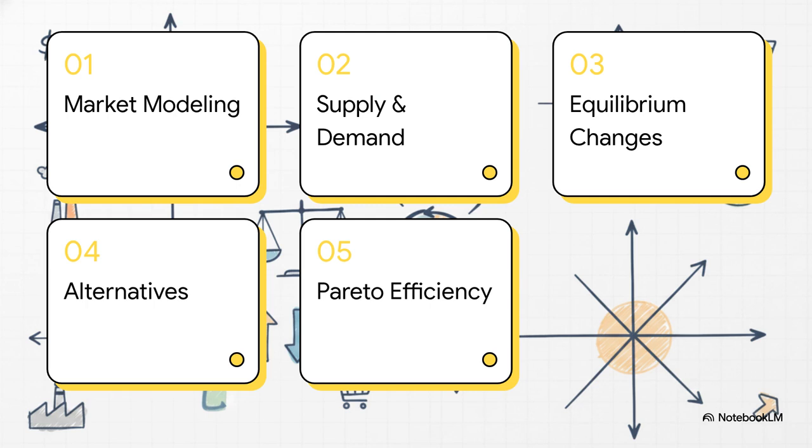We'll start with basic apartment market modeling, look at demand, supply, and equilibrium, and then see what happens when the market changes. After that, we'll explore alternatives like monopolies and rent control, and finally wrap up with Pareto efficiency and the long-term outlook. Let's dive right in.